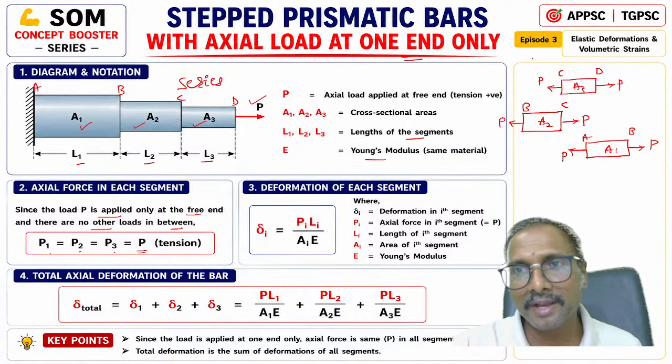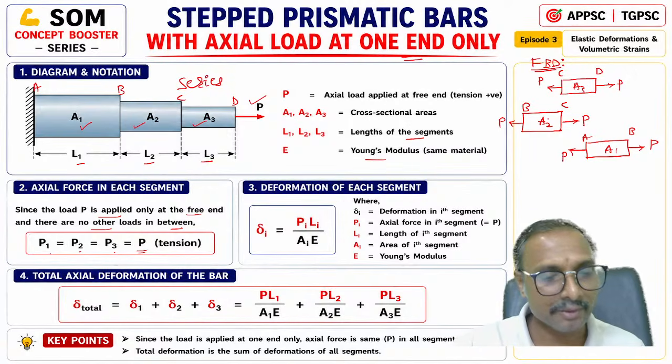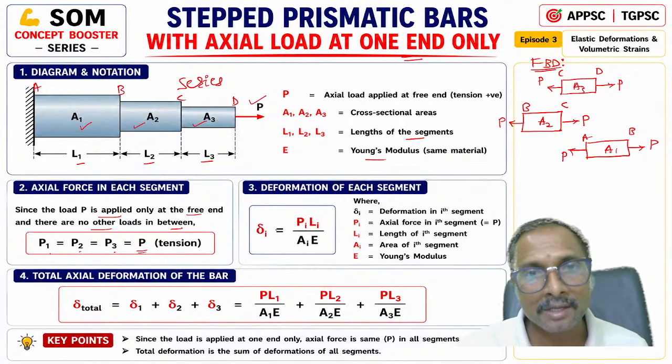When you are drawing the free body diagrams, it will come like that. From the free body diagram, what did we get? We will be getting individual forces, right? What do we get for delta i? Delta i equals Pi into Li by Ai into E. Pi is the axial load in the ith segment, delta i is the deformation in the ith segment, Li is the length of the ith segment, Ai is the cross-section area of the ith segment, right?